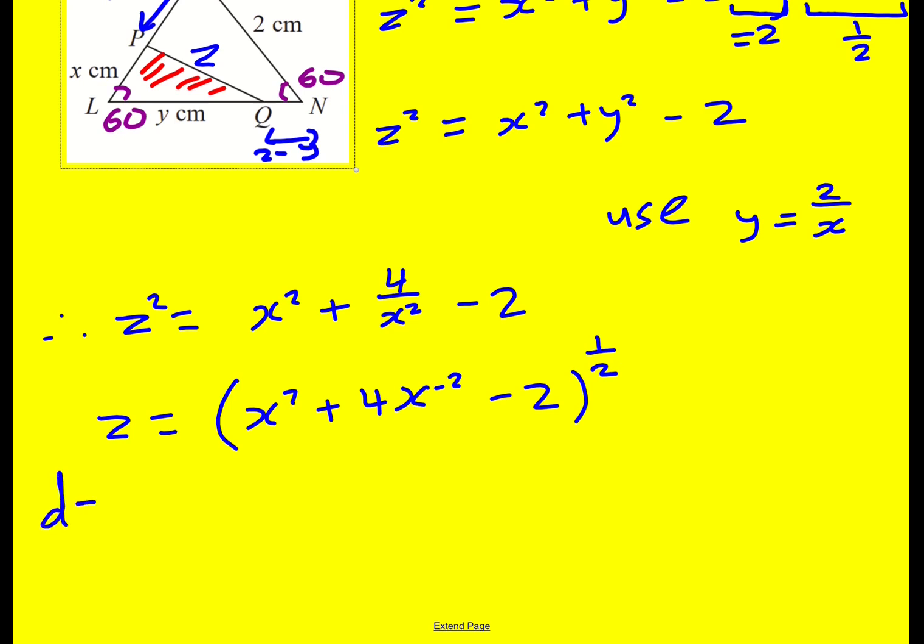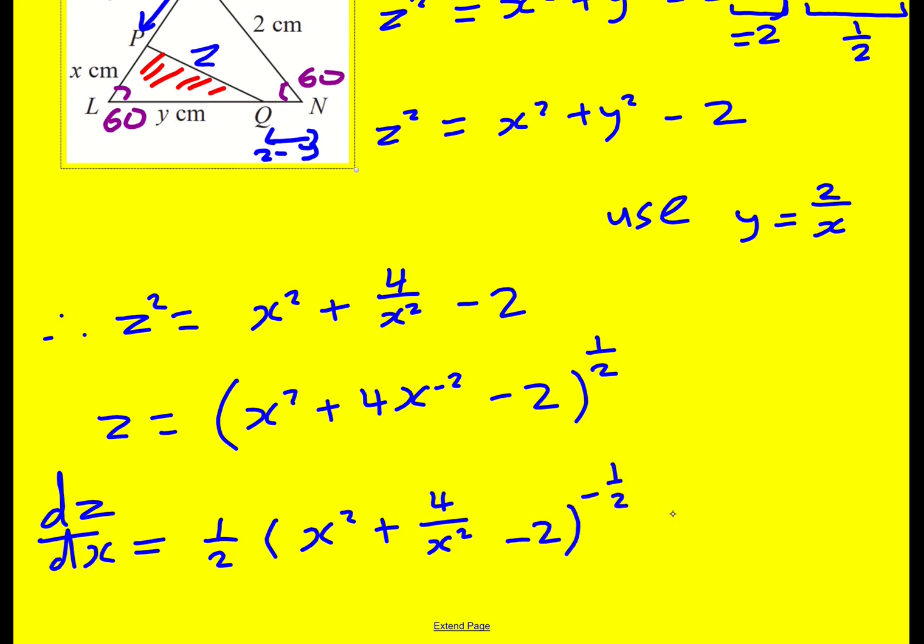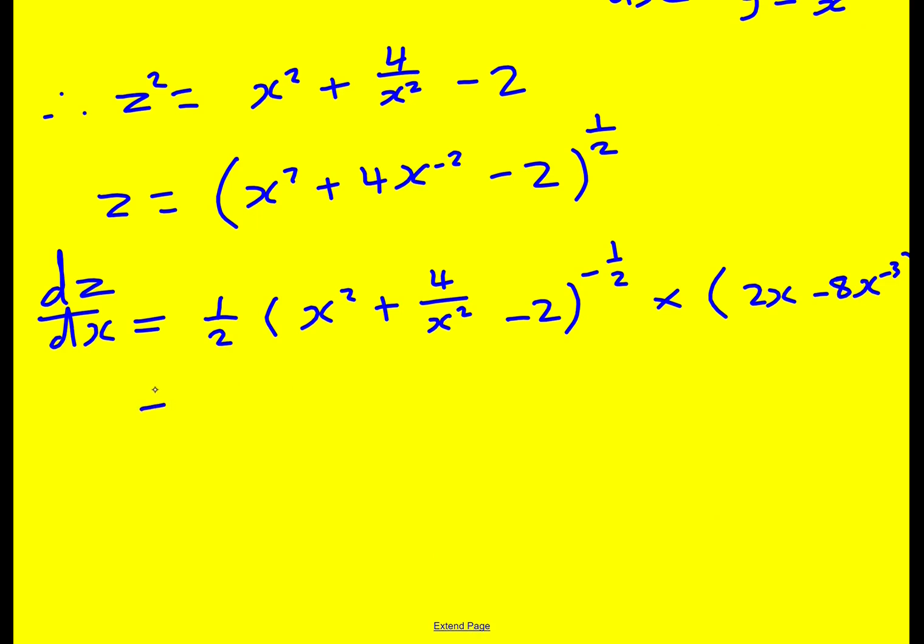And find dz by dx. So this is going to be the chain rule. I'm going to bring the half down. I'm just going to write this back into fractional form. This is going to become minus a half, and then I'm going to times by the inside differentiated using the chain rule. So it's going to become 2x minus 8x to the minus 3. It looks messy, it is messy. This will equal 0 for stationary points.